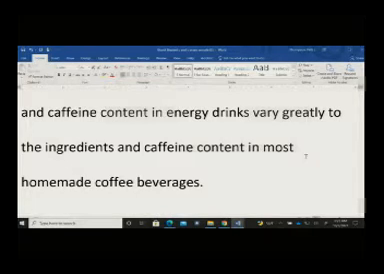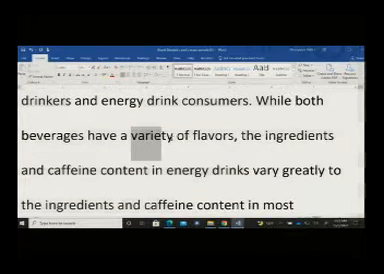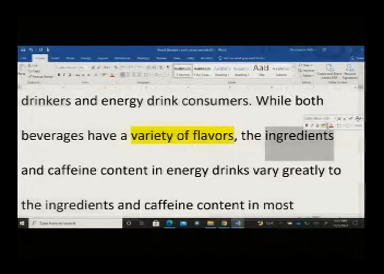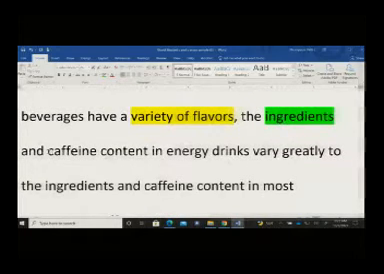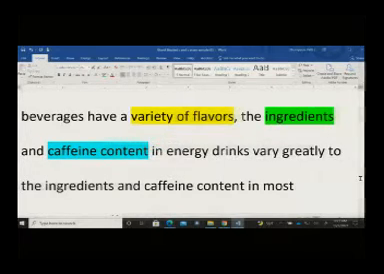Okay, so let me come back. So there's a variety of flavors. There's your A. The ingredients should be B. I'm going to make that green. And caffeine content should be C. Y'all with me? So if I'm grading, this is how it should be organized.